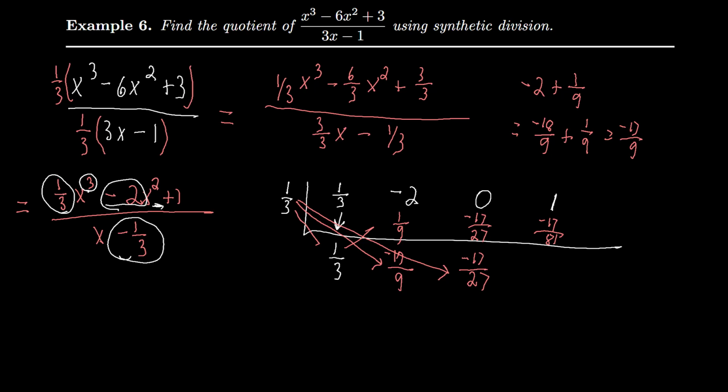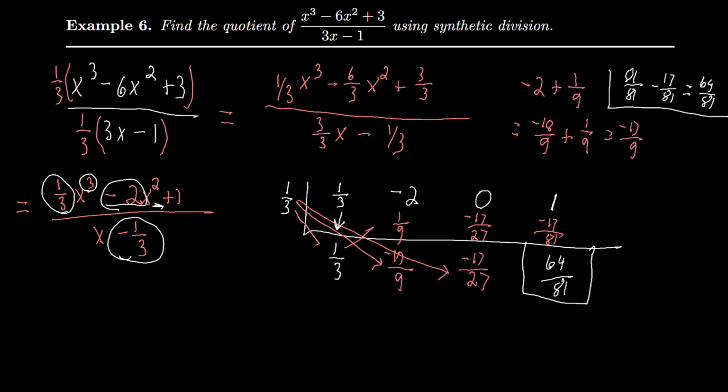And 1, which is 81 over 81, minus 17 over 81, is 81 minus 17, which is 64. It's 64 over 81. And that's your remainder. 64 over 81 is your remainder. Awesome.